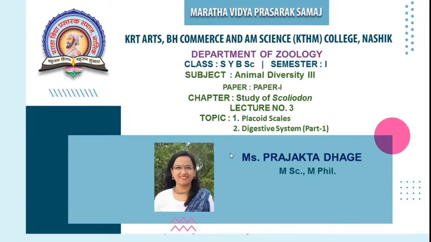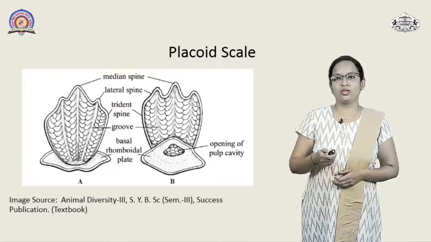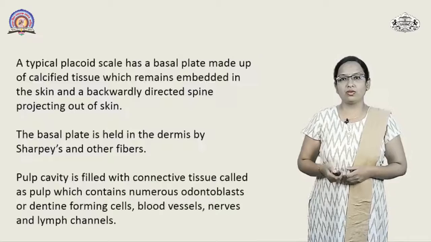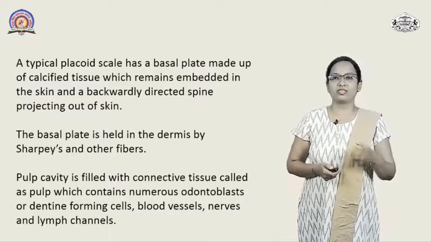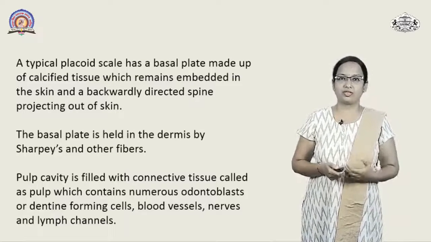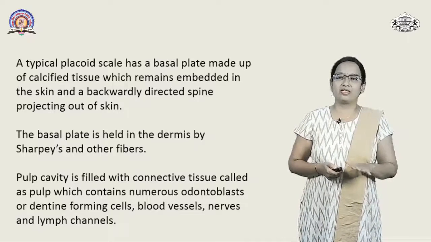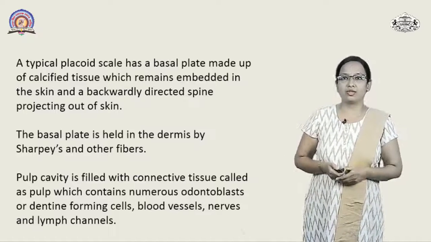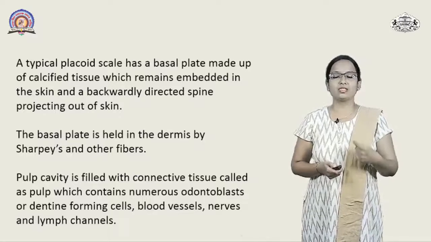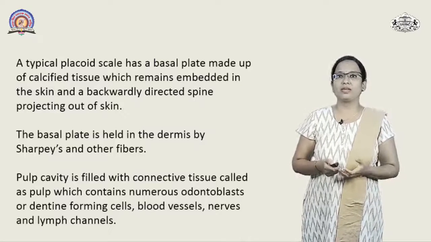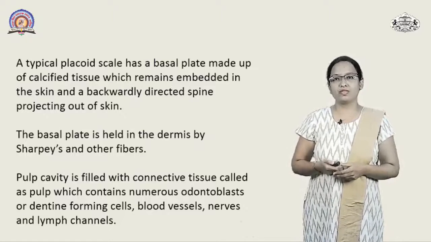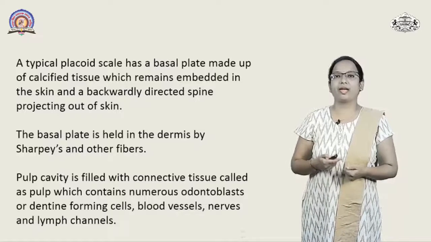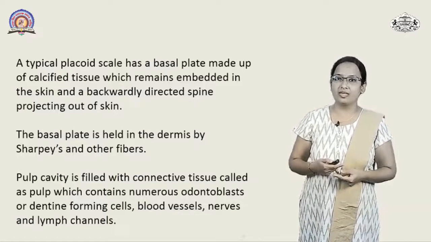Let's begin. This diagram is going to show you the particular structure of the placoid scales in Scoliodon. Now, the placoid scale is a characteristic feature of the cartilaginous fish. You will not find placoid scales in any other kind of fish except for the cartilaginous fish, right? Let's see how it looks. So, in case of Scoliodon, these placoid scales will be present in oblique rows. Now, if you see the structure, it has two parts. The first part is the basal plate, and the second part is the trident spine that is present in it.